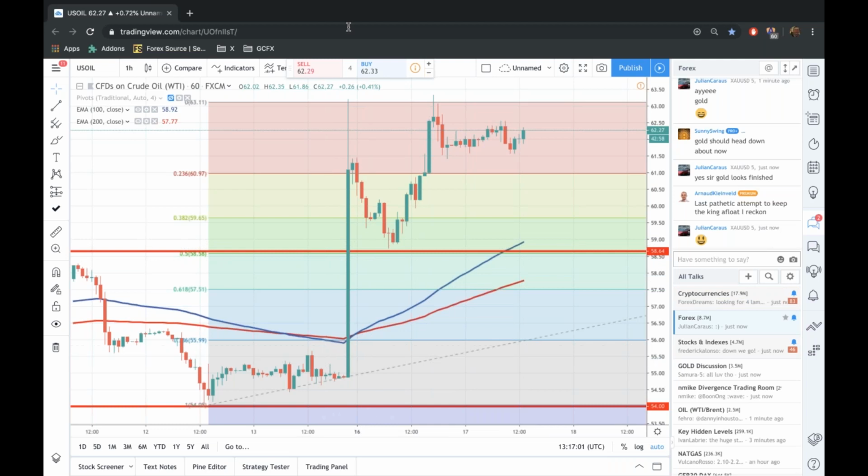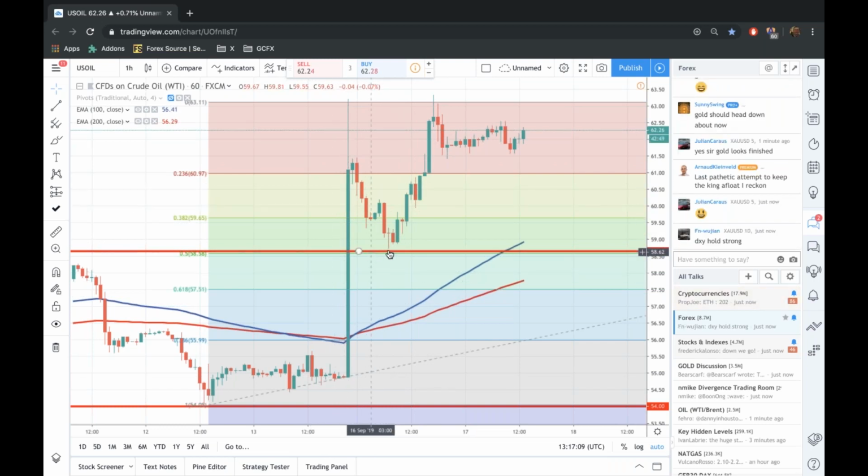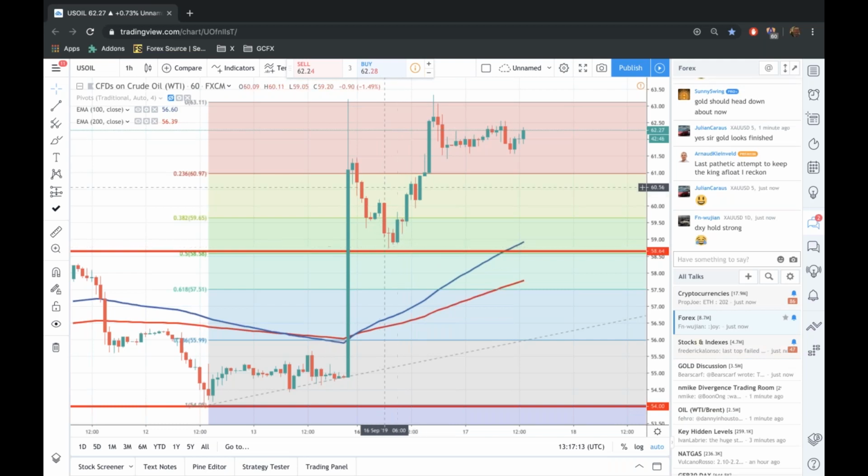So phase one was the initial spike. Phase two was the 50% retracement, which, depending on where you draw your fib level, you may or may not have got, and depending on the execution of your broker, you may or may not have got it. But that's basically the principle that you're looking to apply.